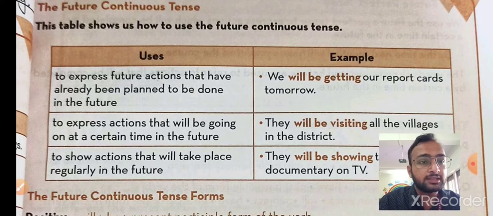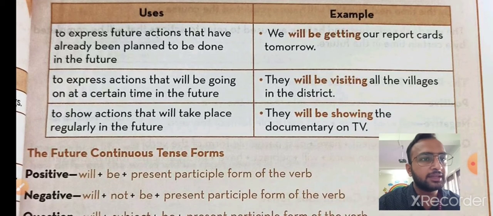Future continuous tense is used when the action is planned before and going to happen in the near future. To express the action that will be going on at a certain time in the future, that is, they will be visiting all the villages in the district. To show the action that will take place regularly in future, they will be showing the documentary on TV.